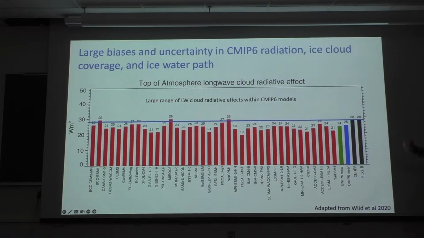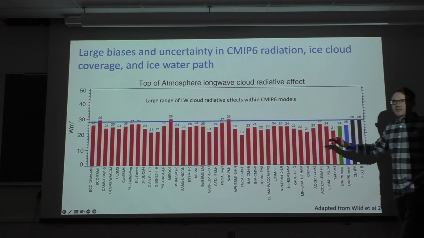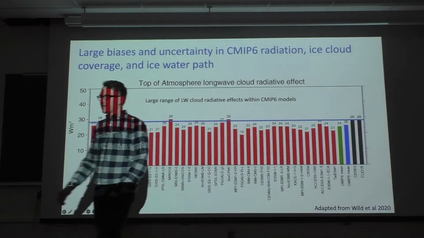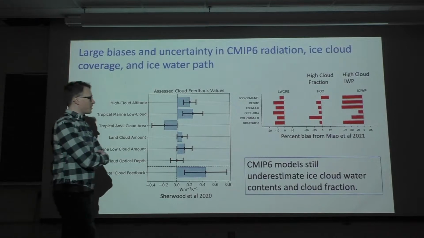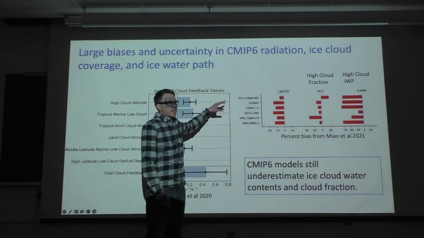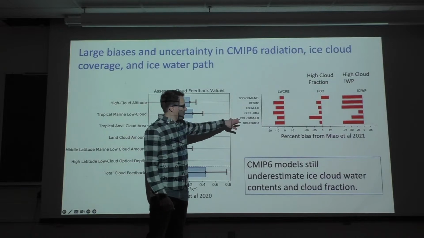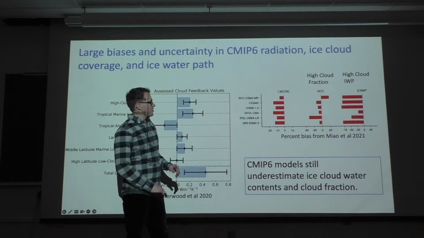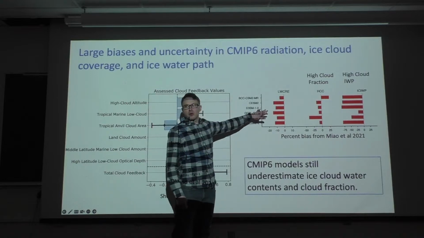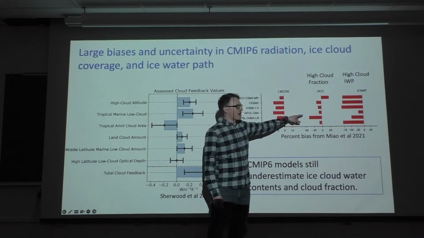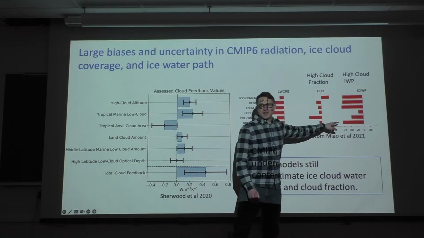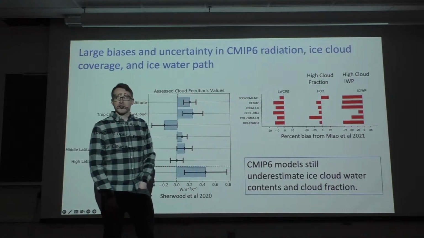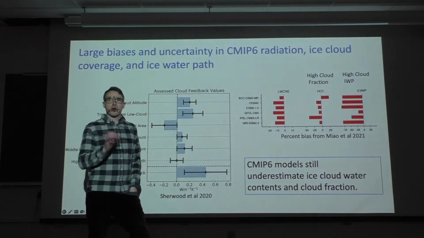So long-wave is heating by 28 watts per meter squared. And there's a large range of uncertainty, with the majority of these models highly underestimating these long-wave cloud radiative effects. Further analysis of the individual ice profiles, from a study in 2021, shows that this bias in long-wave cloud radiative effects is highly due to the cloud fraction from high-altitude clouds, and about a 75% bias in the ice water path, so extremely low ice water paths we're seeing from the models.